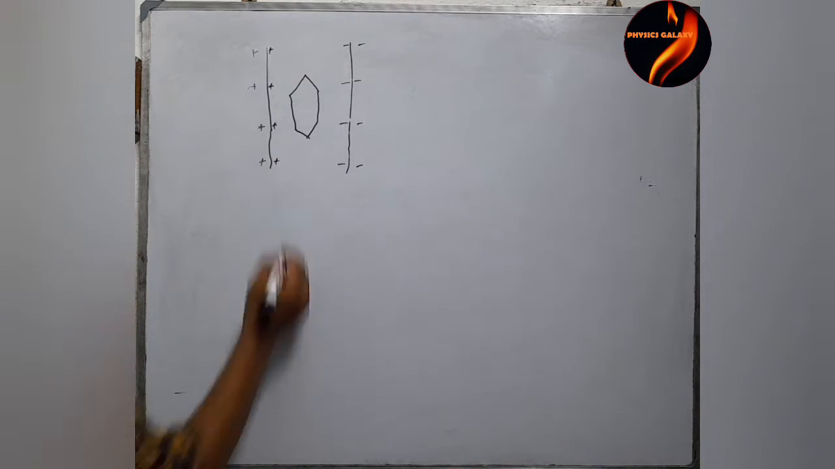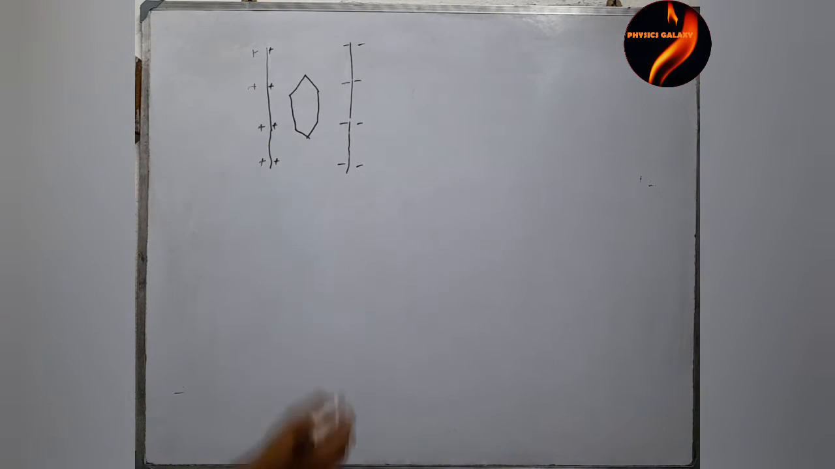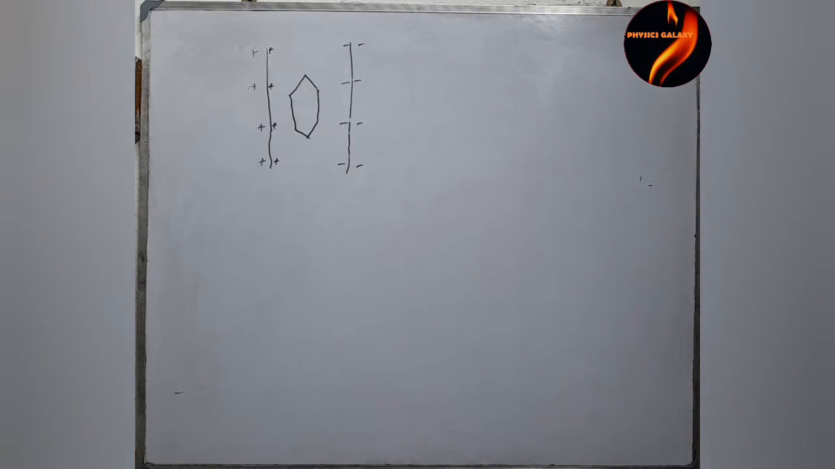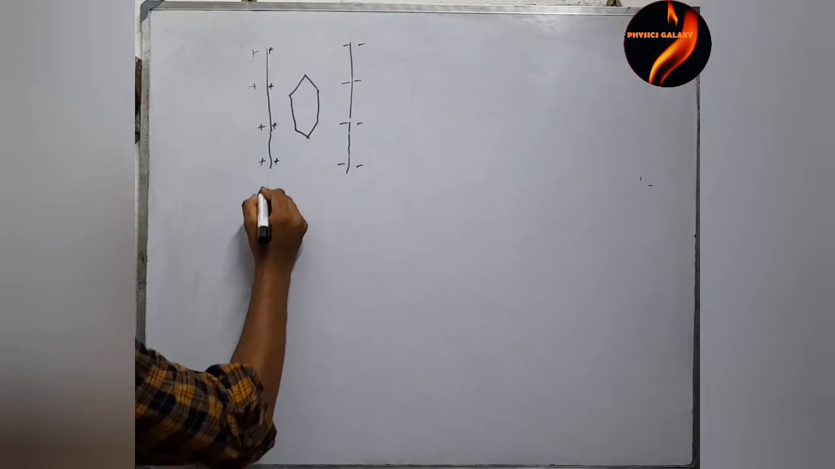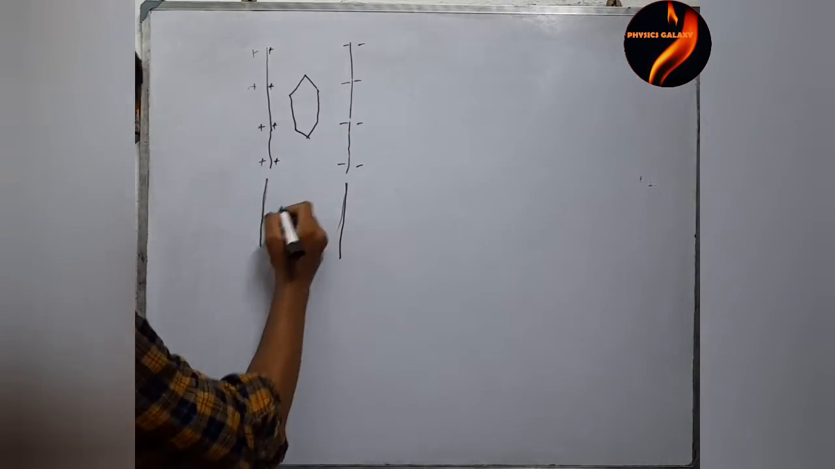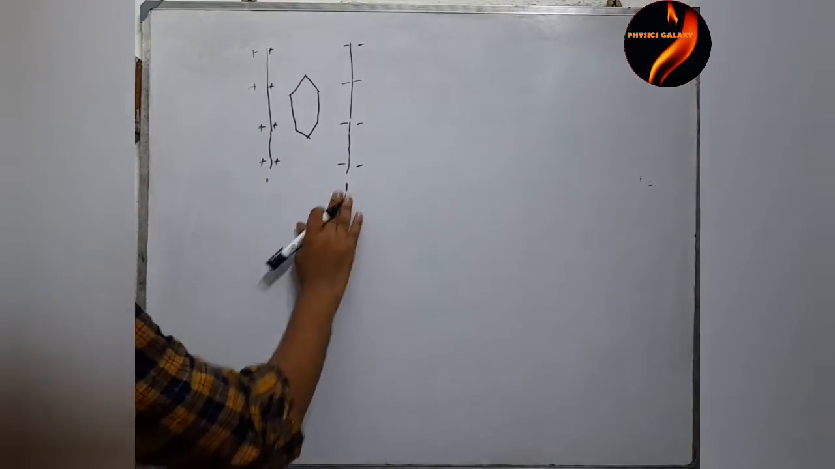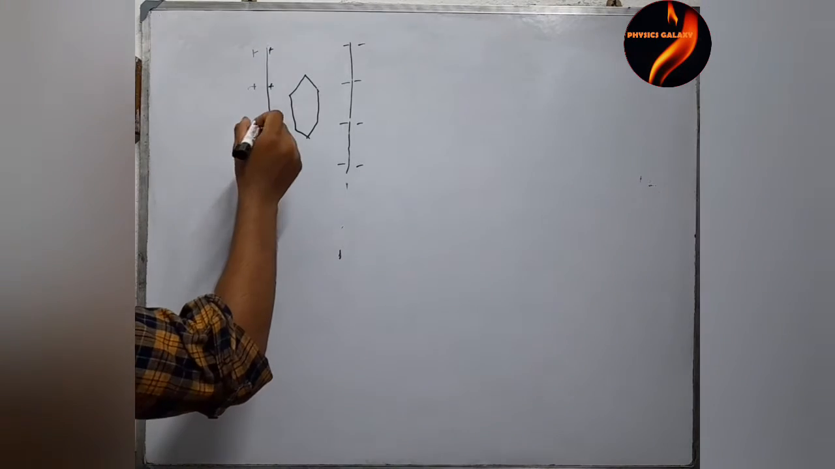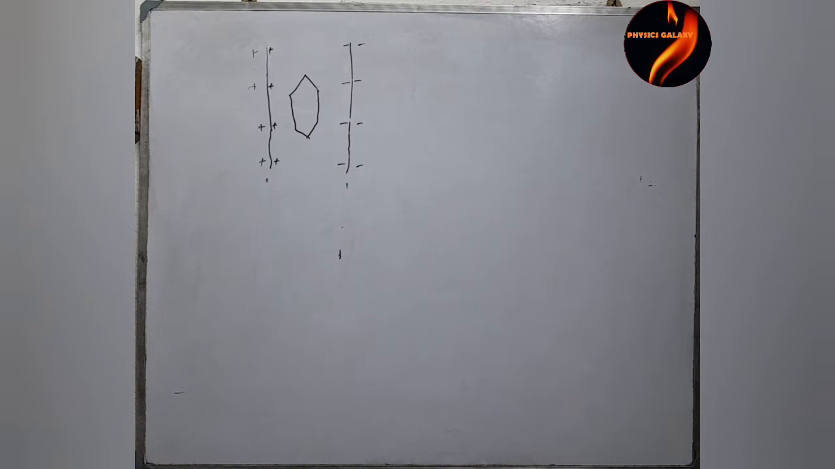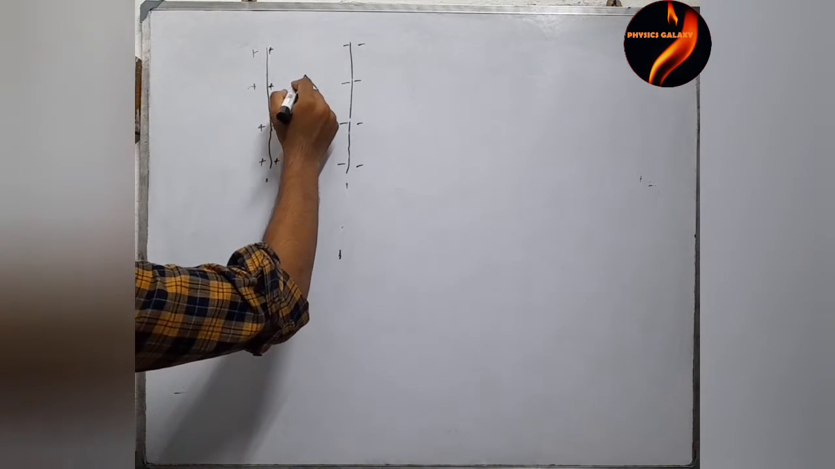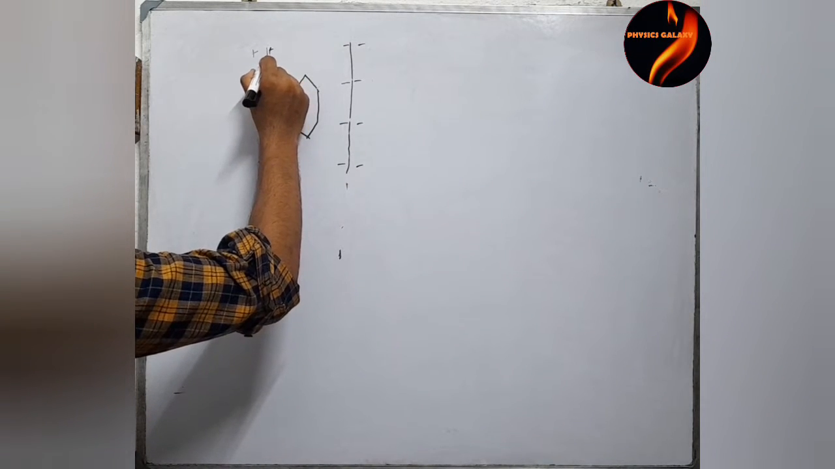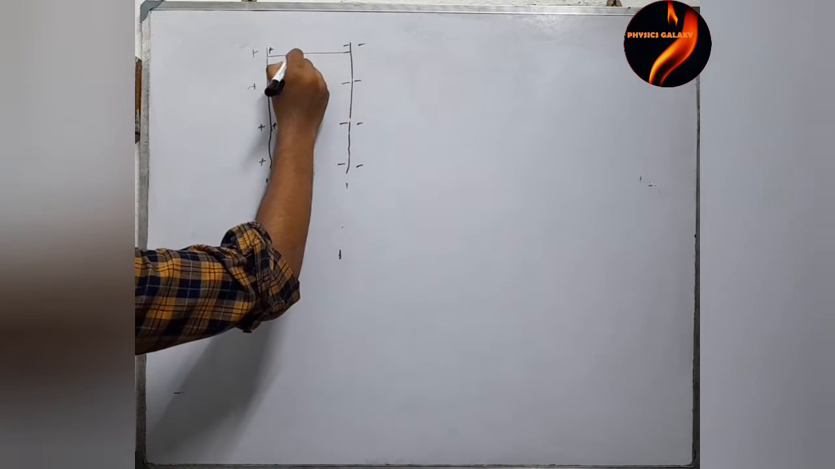And then they asked me, draw the field lines if this substance is a conductor. Now I am going to draw the field lines. We know that the field lines enter the conductor making a 90-degree angle with the surface of the conductor. So the field line starts from the positive and goes to the negative like that.